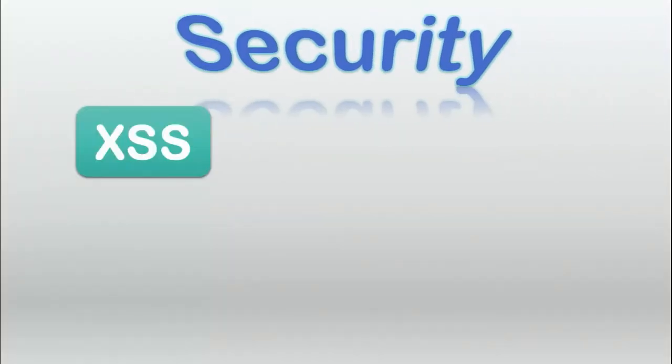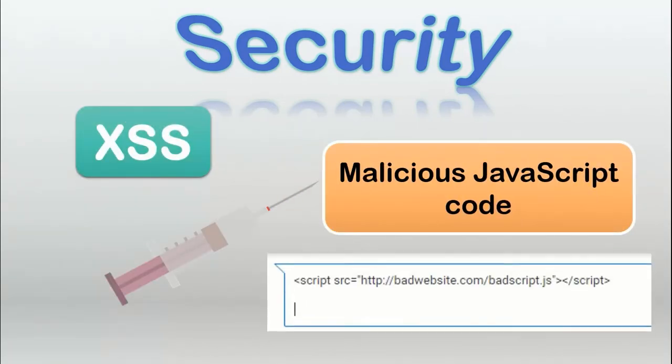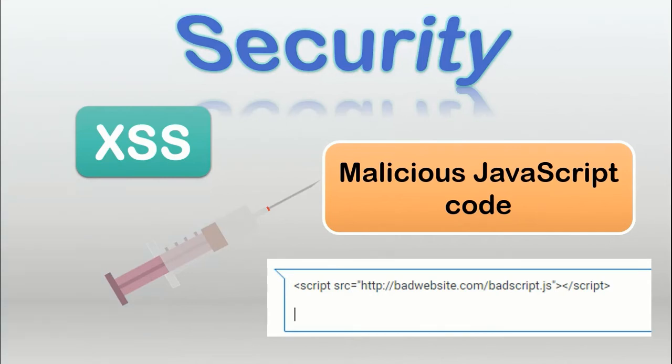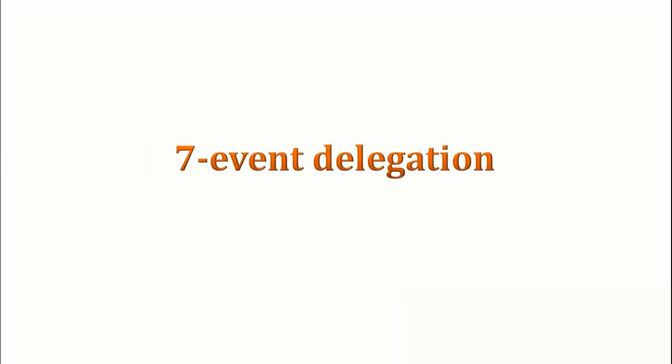Cross-site scripting is also one of JavaScript's malicious uses. It consists in injecting a malicious JavaScript code in a text box of a normal web page in order to snoop users' data.